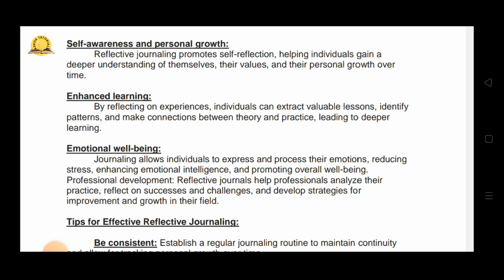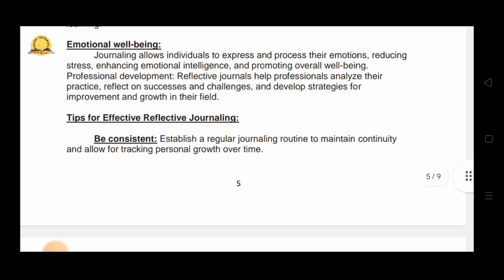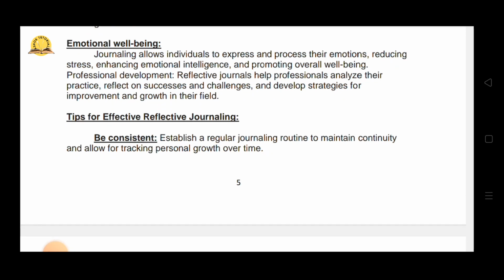Now emotional well-being. I think I have explained enough of it. Journaling allows individuals to express and process emotions, reducing stress, enhancing emotional intelligence, and promoting overall well-being. All right. As humans we all have stress, right? We all have stress, but it does not mean that we will carry the stress of our home and burst at the students in the classroom.